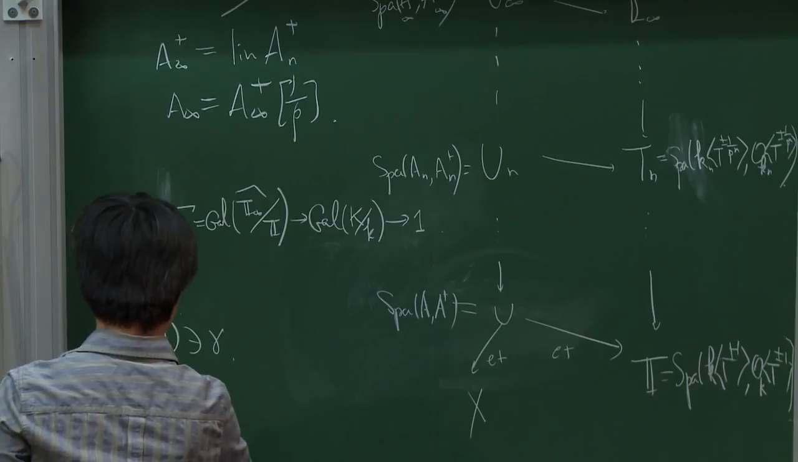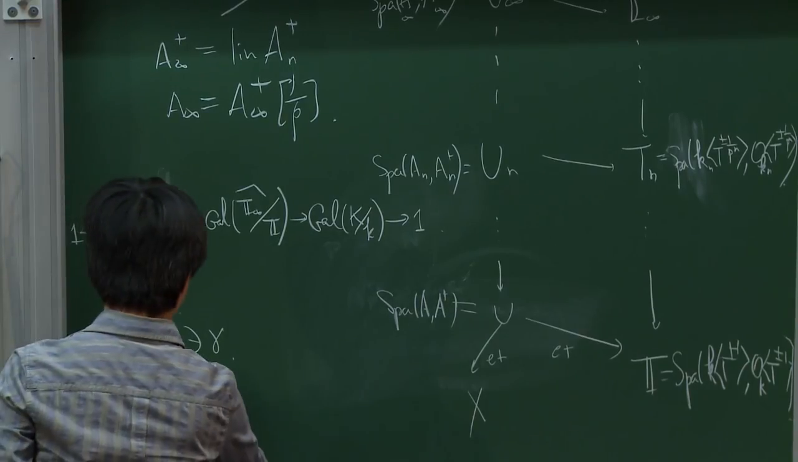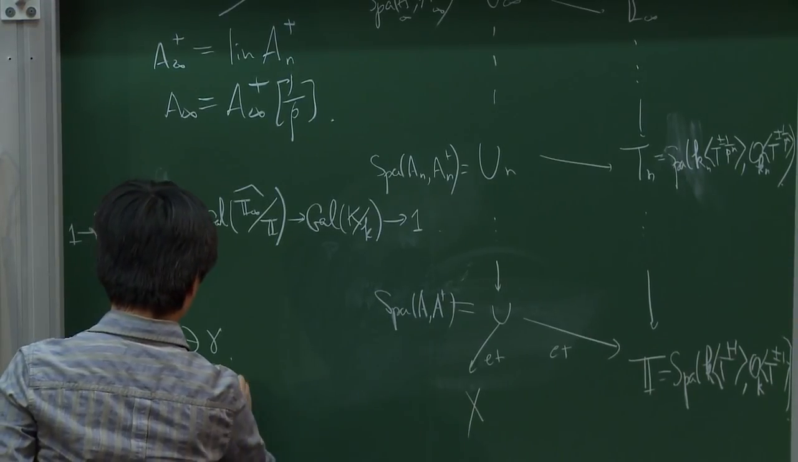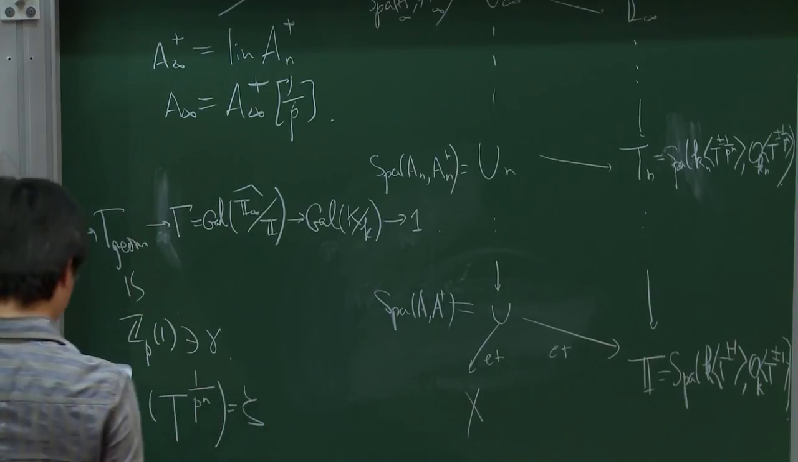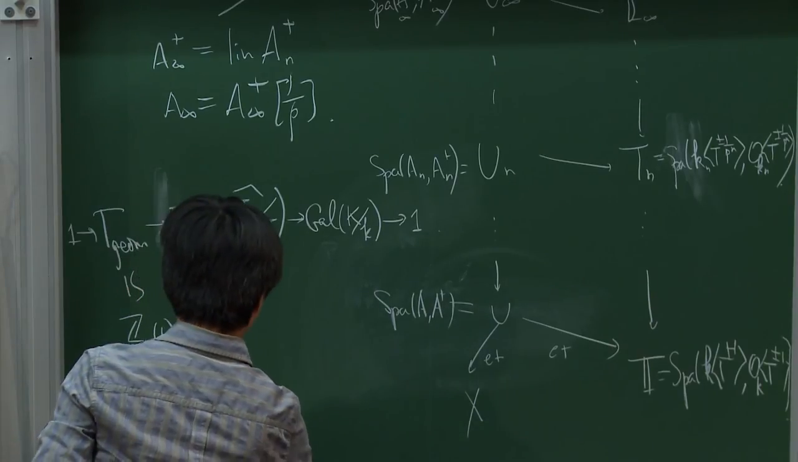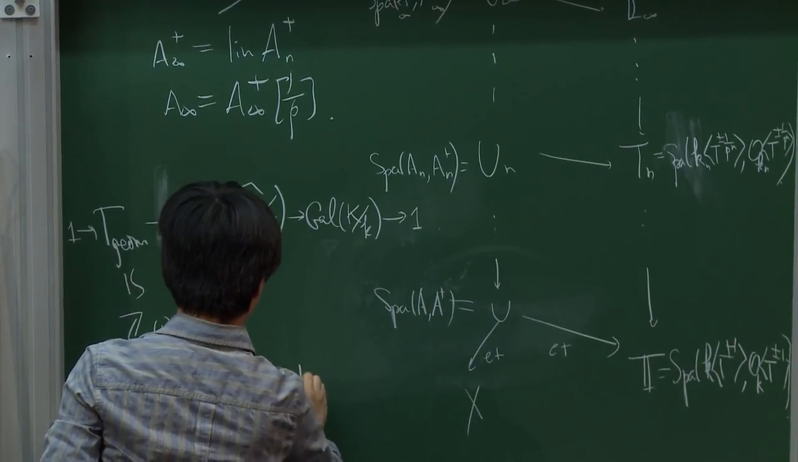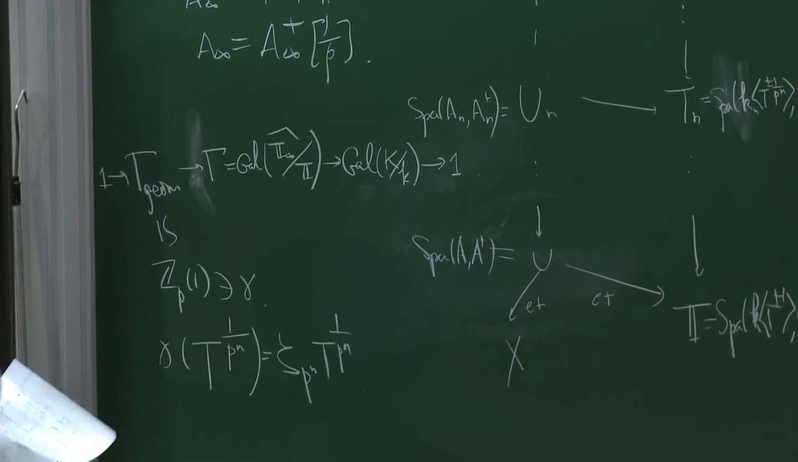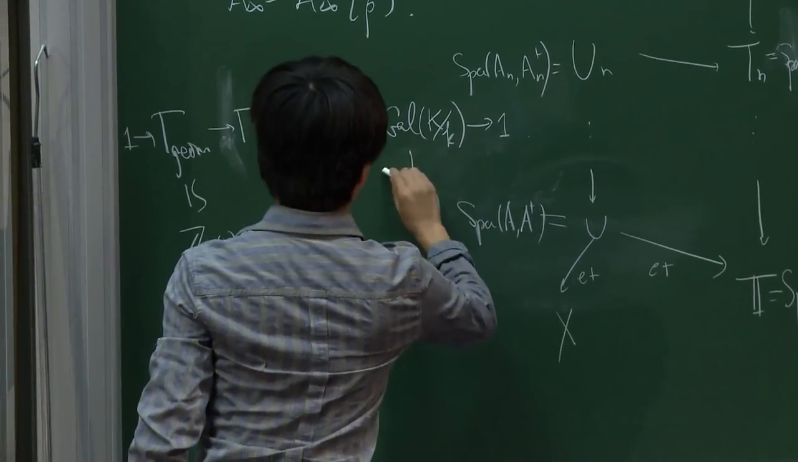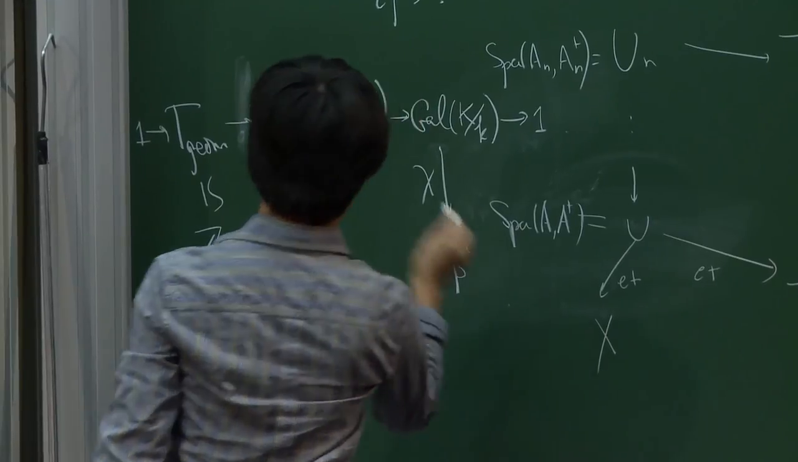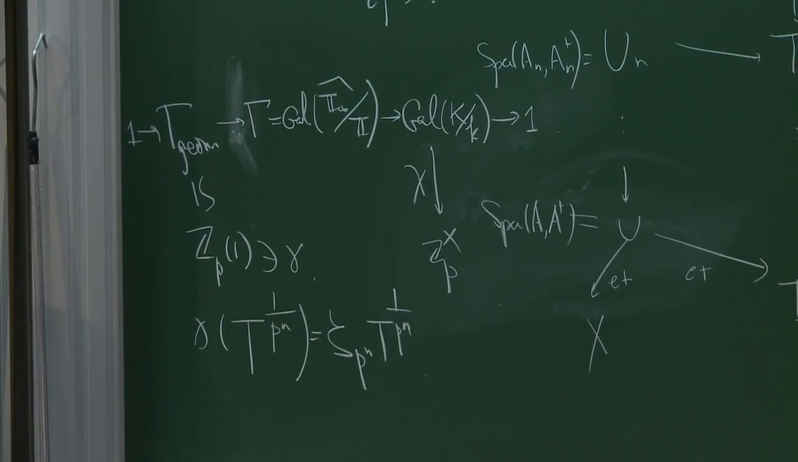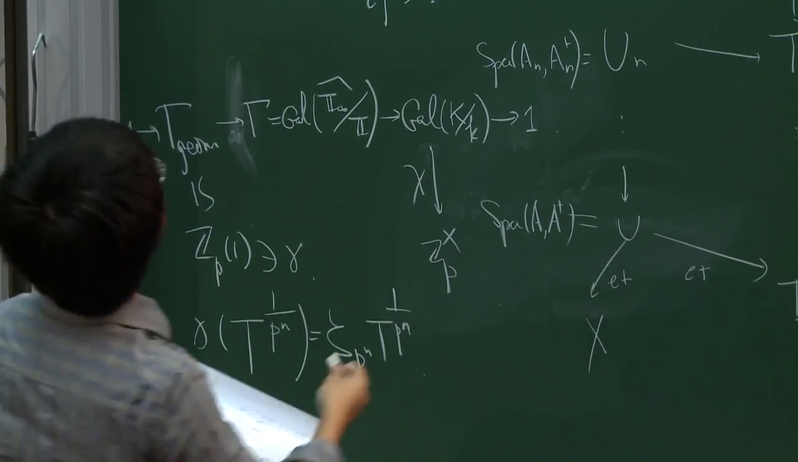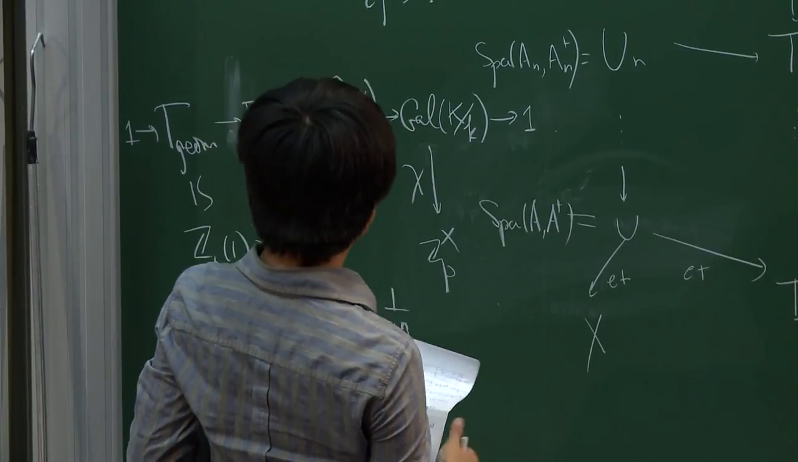Gamma acts on T^(1/p^n) by sending it to zeta_{p^n} T. And here I also have the cyclotomic character. Okay, so this is the basic setup.